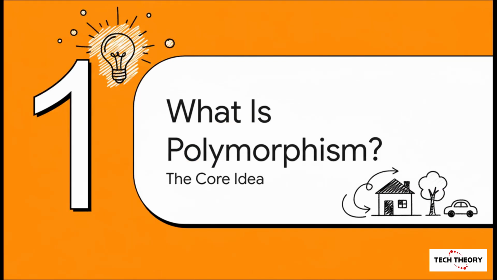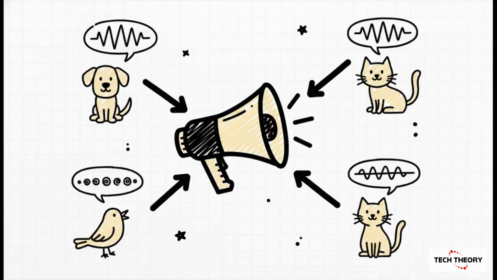Okay, so what is the core idea here? Let's start with a really simple analogy to make this whole thing click. At its heart, polymorphism is what allows us to have different objects that can all respond to the exact same command, but they each do it in their own unique way. Think about it like this. All animals can make a sound, right? But how they do it is totally different for each one.